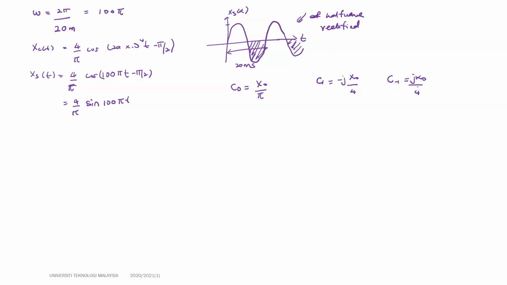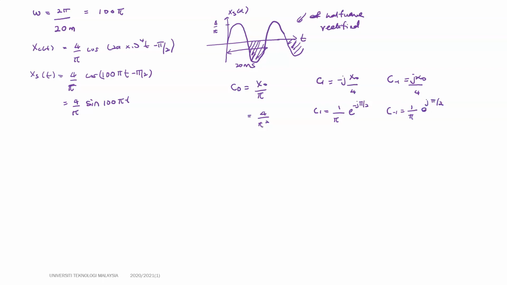So remember, the question asks you to consider only fundamental harmonics, so only C0 and also C1. And for this XST, the amplitude here is 4 over pi. So if we put in the formula, x0 is 4 over pi, so it becomes 4 over pi squared, and C1 becomes 1 over pi exponent negative j pi over 2. Okay, and C negative 1 becomes 1 over pi exponent j pi over 2.